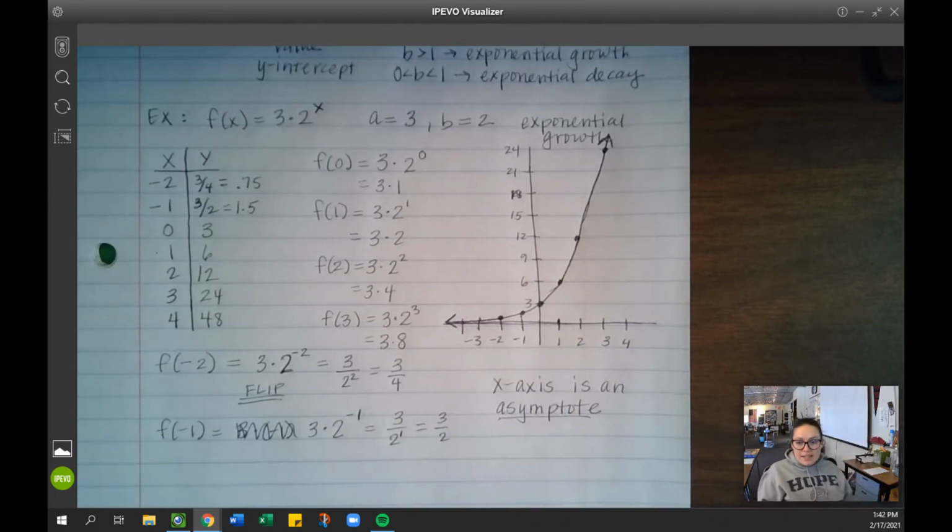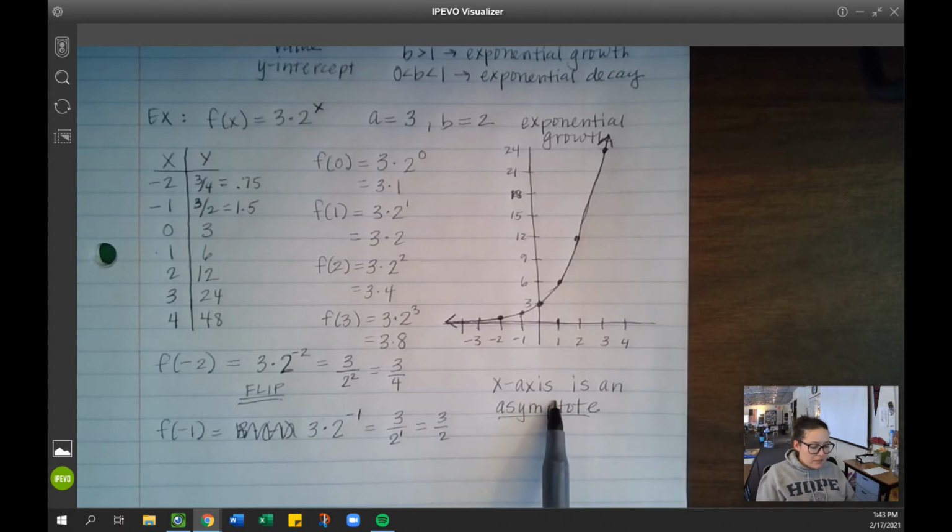An asymptote is a line that the function gets really, really, really close to, but doesn't touch. So it's kind of a weird word, so I want you to try to say it. Asymptote. You almost don't say the P. Asymptote.